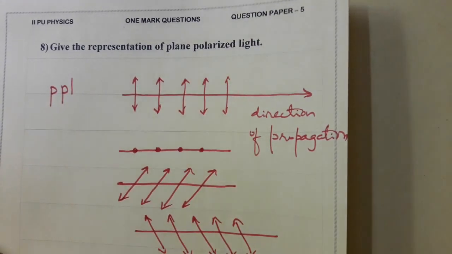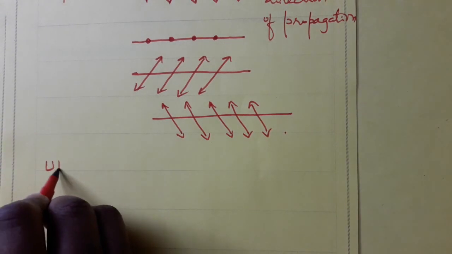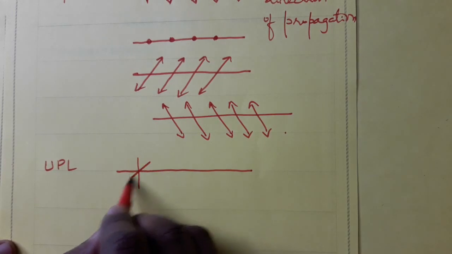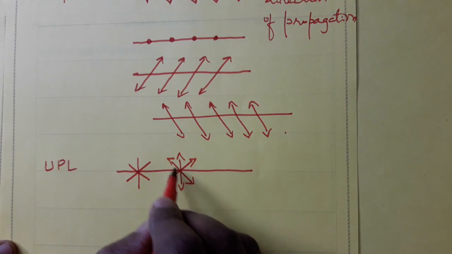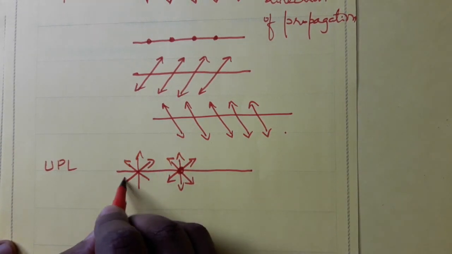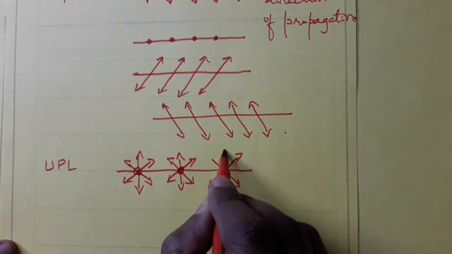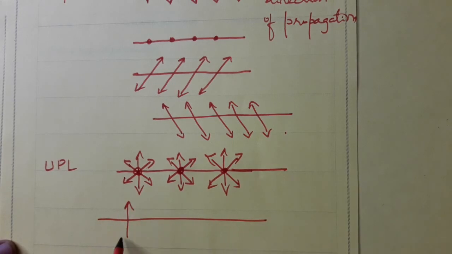Now, let us cover one more small topic: representation of unpolarized light, UPL. So unpolarized light can be represented by all these arrows with dot at the center, or else simply arrow and the dot like this. So this also represents unpolarized light.